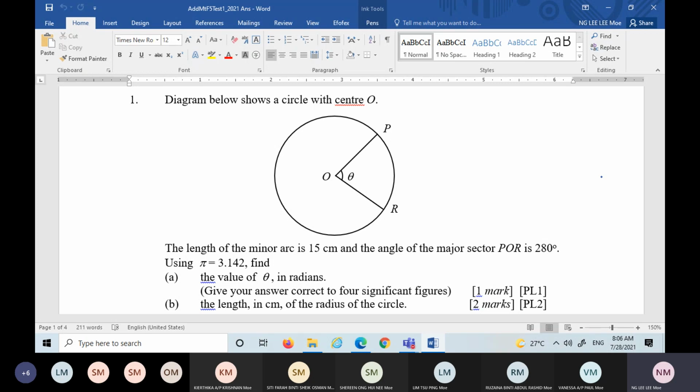Okay, question number 1 is band 1, band 2 questions. So it's easy questions. But easy questions you cannot do, and then the difficult questions you can do. I don't know why. Okay, look at these questions. Recall.